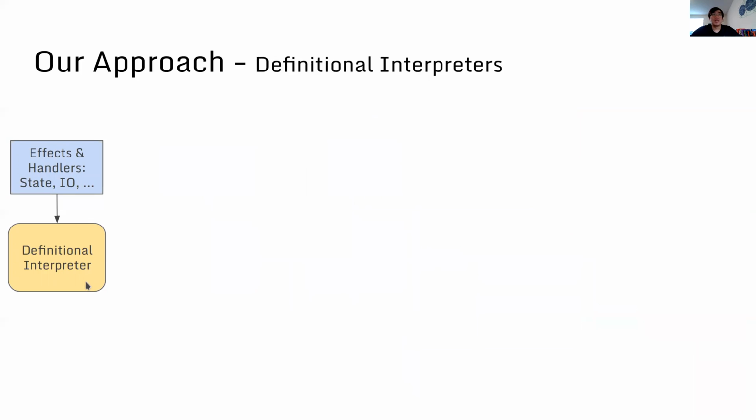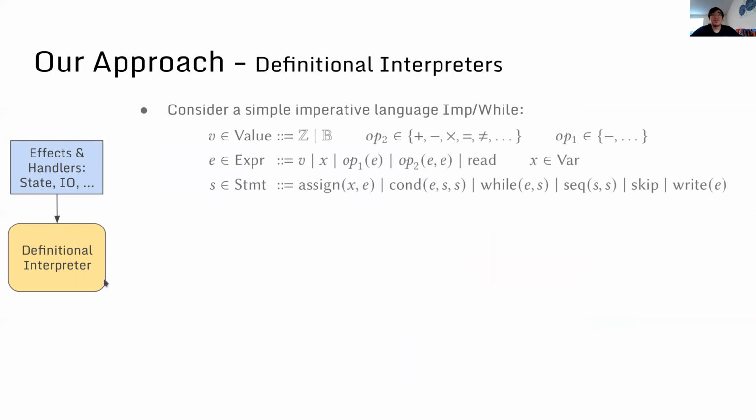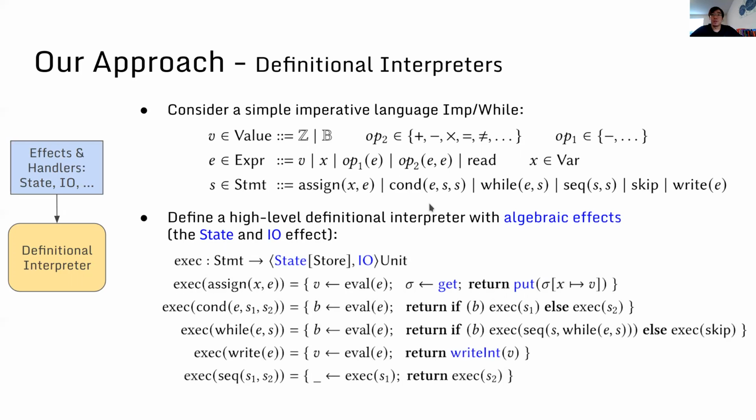Our starting point is a concrete definition interpreter. Let's consider a simple imperative language for doing symbolic execution. This figure shows the grammar of the language, which is quite standard. We have assignments, conditionals, loops, sequential statements. And we also have I/O operations to write and read numbers. Then we define the definition interpreter using algebraic effects. That is, the interpreter here can use the state effect and I/O effect.